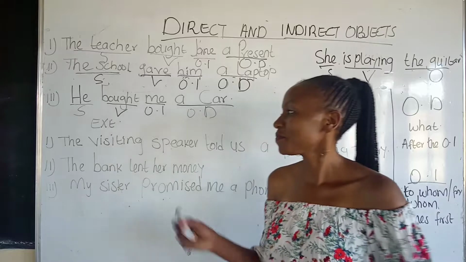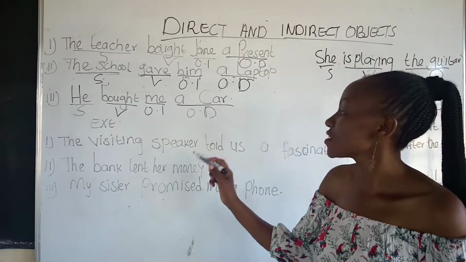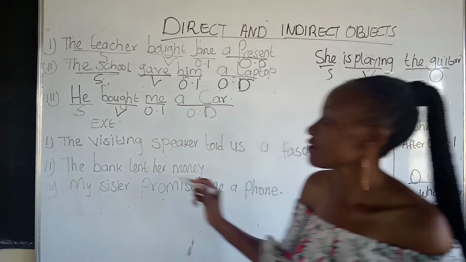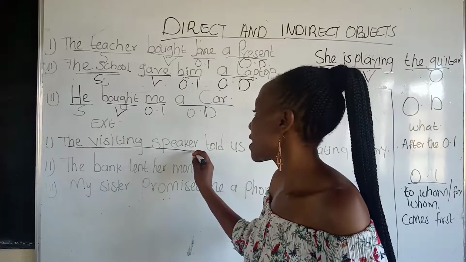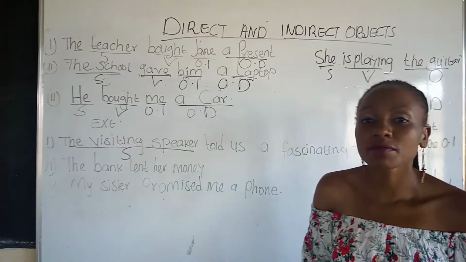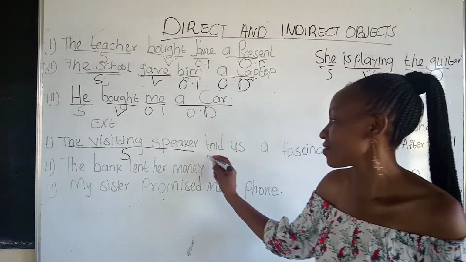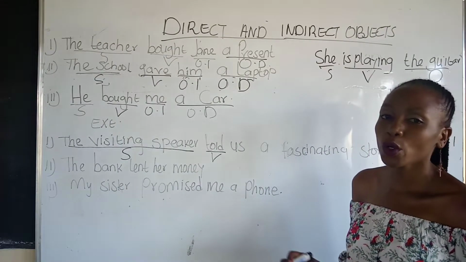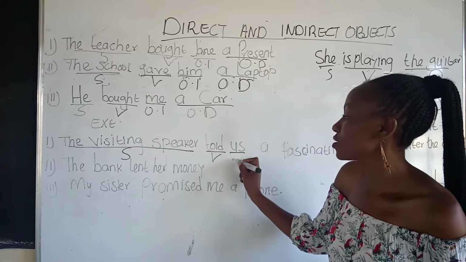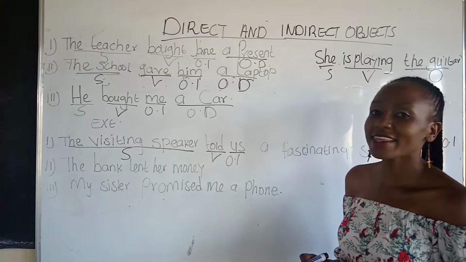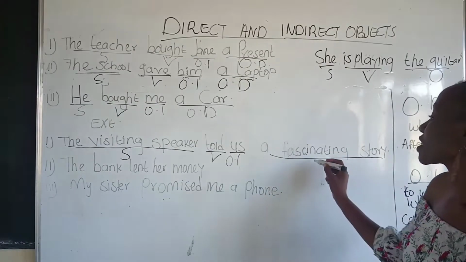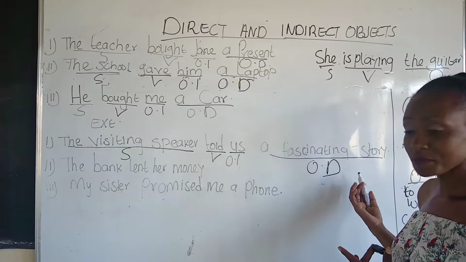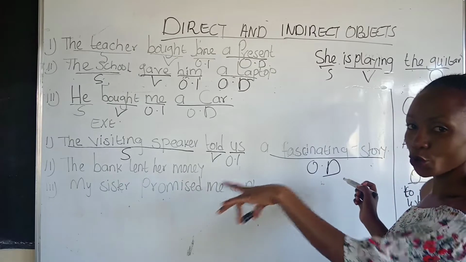We start with the first one. The visiting speaker told us a fascinating story. First, the subject is the whole of this. The visiting speaker is the subject. Told is the verb. And then we have who? We have the indirect object. And then we have the direct object, a fascinating story. The visiting speaker told us what? A fascinating story. To whom? To us.